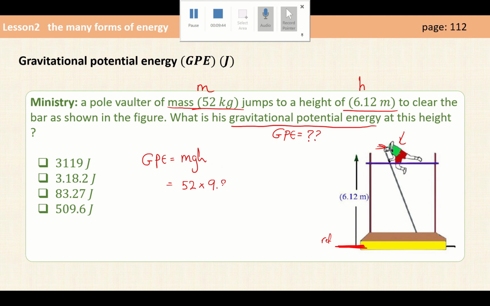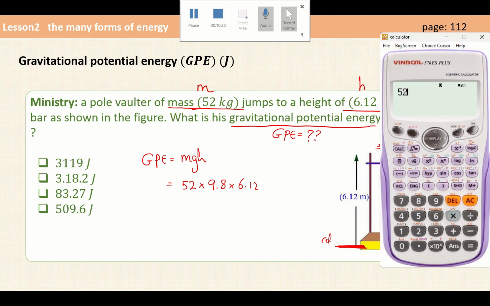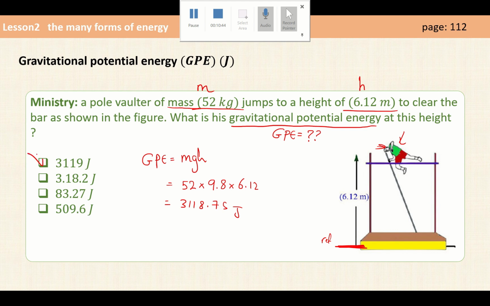And remember, g is a constant value of 9.8. g is always 9.8 on the ground, unless it's mentioned otherwise, in which case you will use the new value given to you in the exam, times the height, which is 6.12. Now using the calculator, 52 times 9.8 times 6.12 will give you 3,118.7 joules of energy, which is the first answer right here.